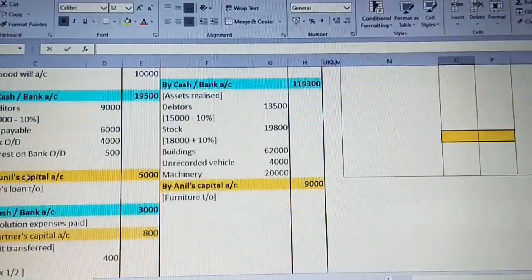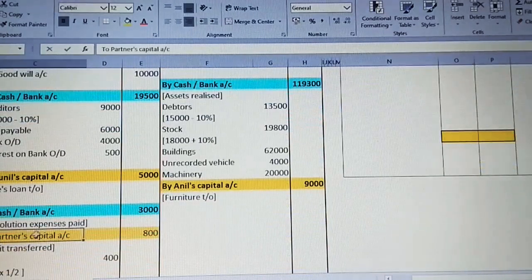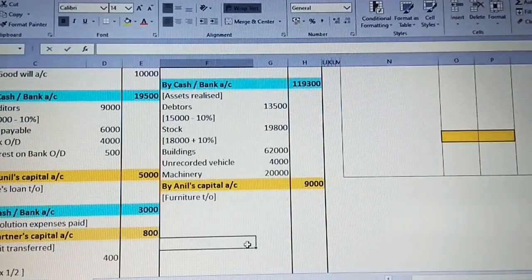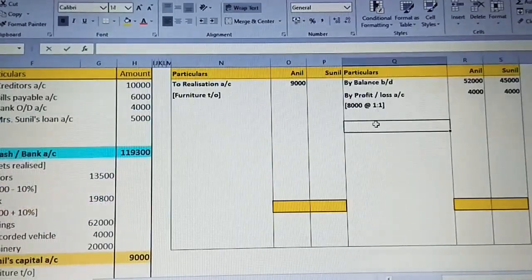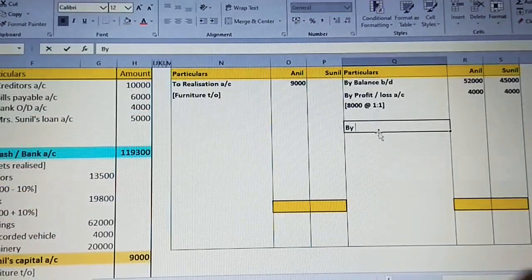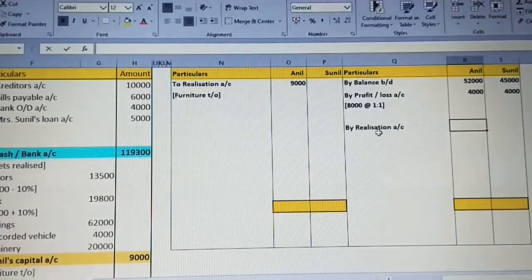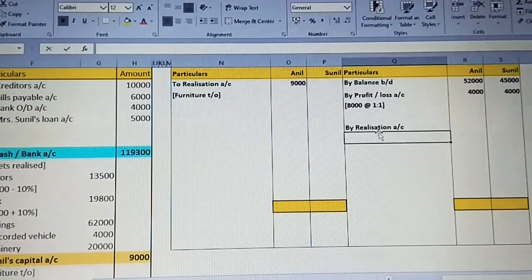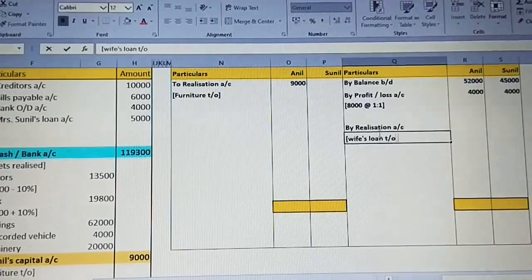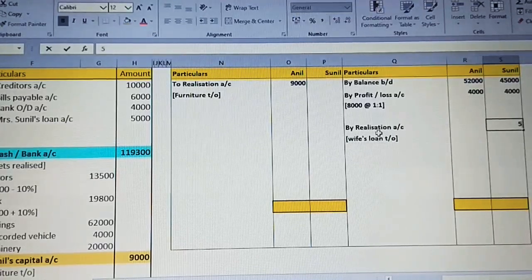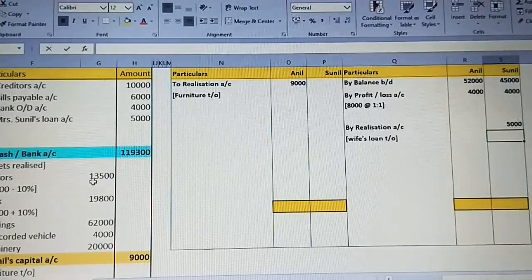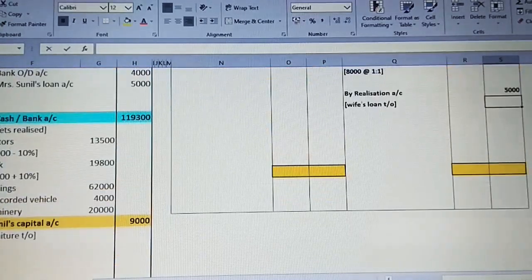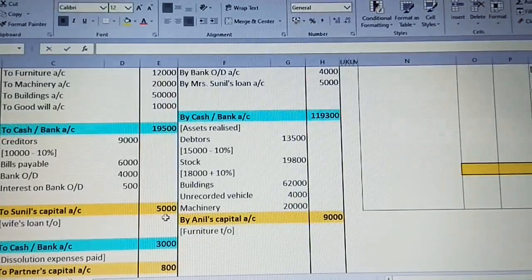Debit side, could you all find your Sunil's capital and partner's capital account? That is the profit. Yes. So these two are getting affected. Post it on the credit side, opposite direction. So now the same, we're going to write now by realization account, heading of the account, and what was taken over? Wives loan. So wives loan taken over by Sunil at the same book value, right? Just observe. Yes, 5,000.